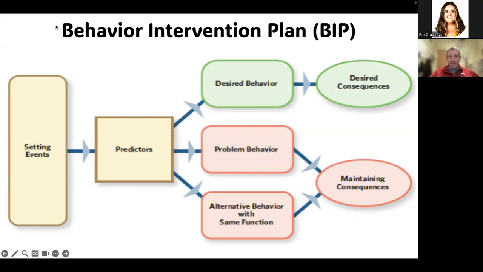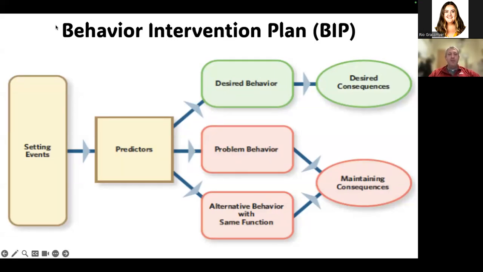So what are the events or the setting events? What are your predictors? Within the first week of your classes, you typically know what the predictors are of each of your students. So what is our desired behavior, problem behavior, and alternative behavior? If we look here at desired behavior, you should share that with your students on day one. If you don't set your expectations within your classroom, you're never going to manage it appropriately.